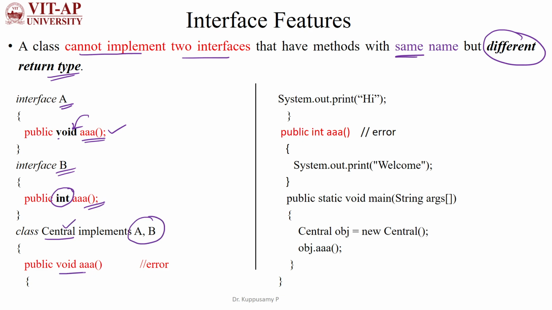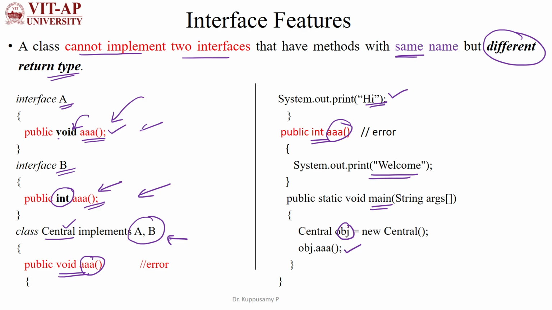Then I am implementing the A and B interfaces using the class Central. Here you see I am implementing the method void tripleA defined inside the interface A, which has a single statement, hi. Then I am implementing int tripleA defined inside the second interface B, which has the statement welcome. So both interfaces are implemented, but both have similar names with different data types. Then inside the main method I create the object for this class Central, then I invoke the method tripleA. Both are tripleA but with different return types.